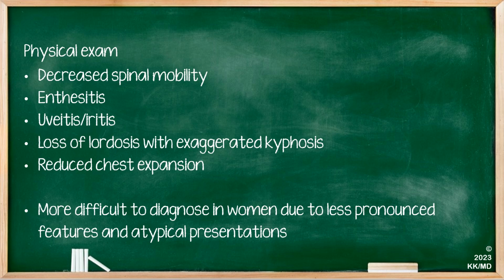On physical examination, you're likely to see decreased spinal mobility and possibly the evidence of enthesitis, which is inflammation of the tendon insertion points at the bone, uveitis or iritis, so the involvement of the eyes, loss of lordosis with exaggerated kyphosis, and reduced chest expansion in more advanced disease. It is usually more difficult to diagnose this condition in women due to less pronounced features and atypical presentations.